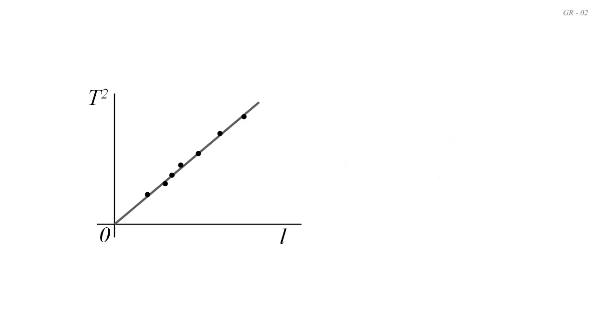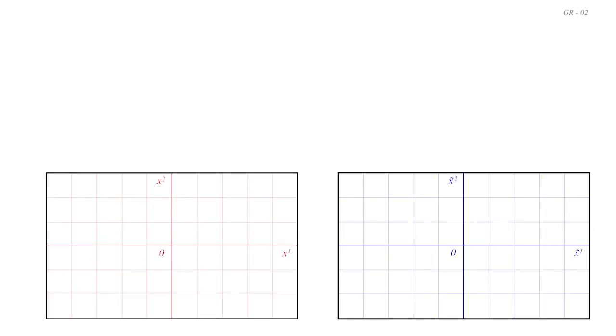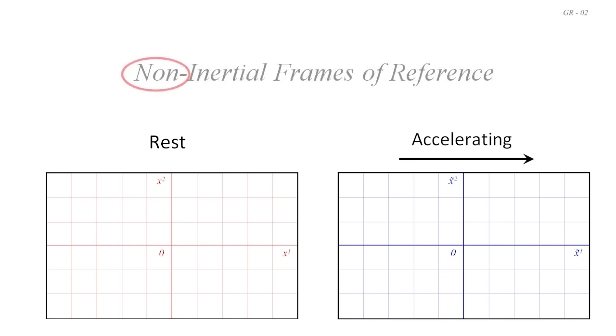We would get a smaller gradient of the graph for this experiment and hence a larger value for the apparent acceleration due to gravity, and we'll discuss all that in a moment. In this situation, where the blue frame is accelerating with respect to the red frame, we say that we are dealing with two non-inertial frames of reference.